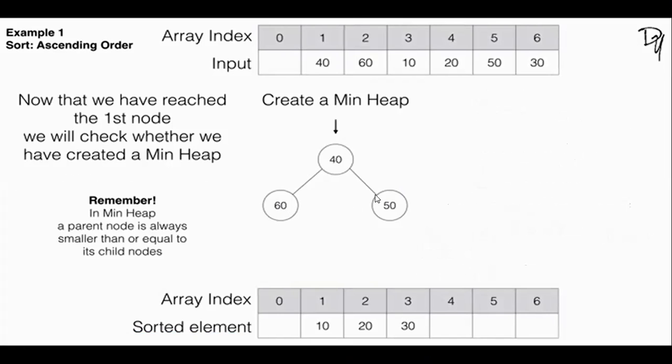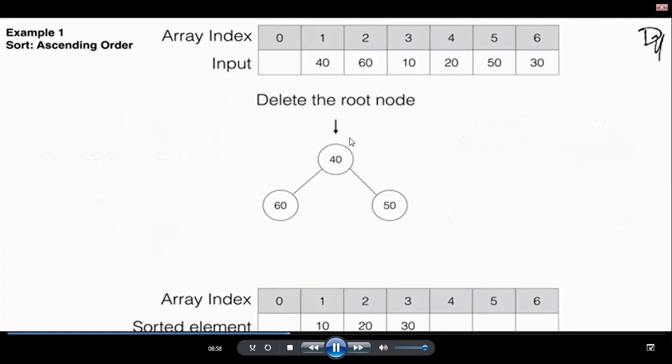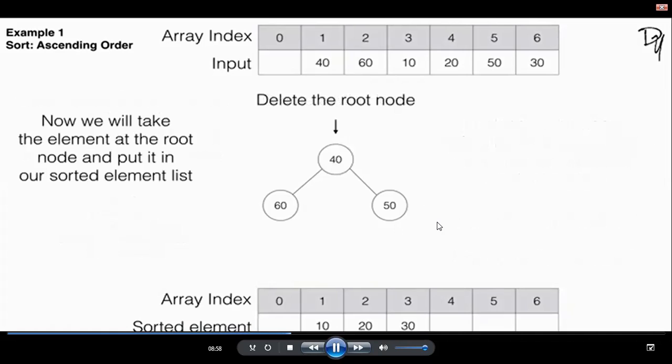Next step, I can delete this parent node, right? Because by looking at this, everything is fine. 40 is smaller than both of its children. So we have created the proper min heap. So what will happen? We can delete the root node and I can put it in the sorted list.